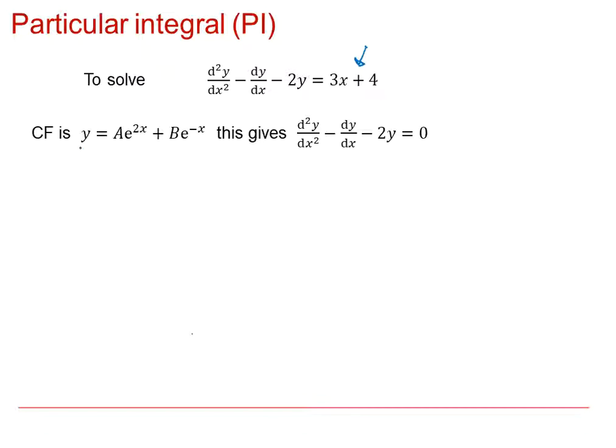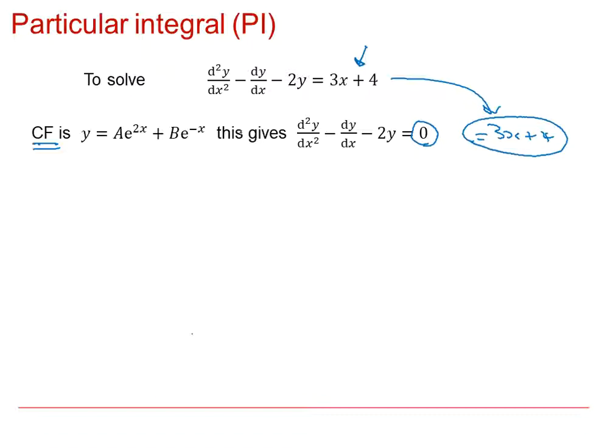We've already seen that the complementary function is y equals A e to the 2x plus B e to the minus x, and that is the solution for the homogeneous case only. So now we need to consider the non-homogeneous case, the 3x plus 4.